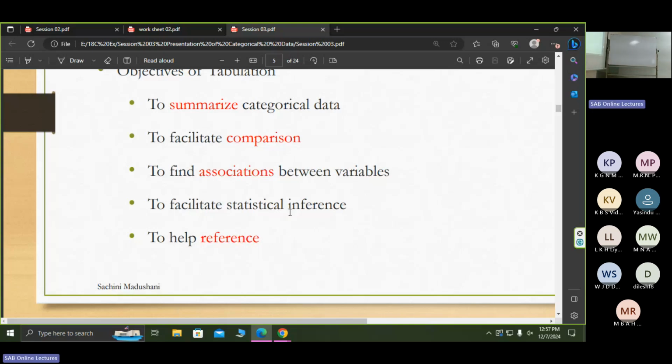Then to facilitate the statistical inference and to help reference. Normally when we do the statistical analysis, we use the tables. We insert the data set into our statistical software, and the output normally uses the tabulation format. Understood? Then reference: normally we can insert the table for reference.